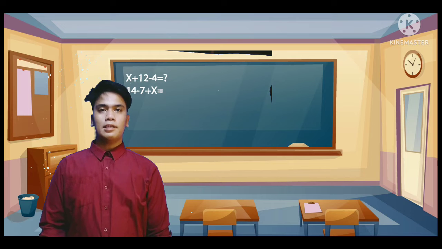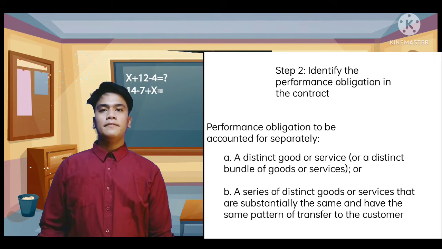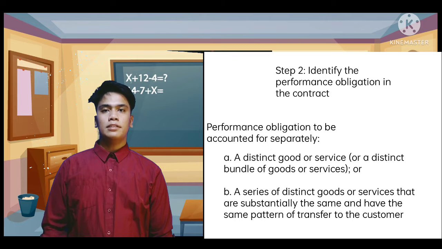Dumako naman tayo sa Step 2. Step 2. Identify the performance obligation in the contract. A contract includes promises to transfer good or service to the customers. Each promise to transfer the following is a performance obligation to be accounted for separately.